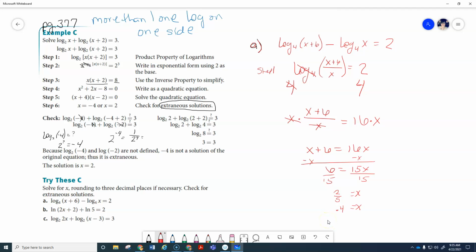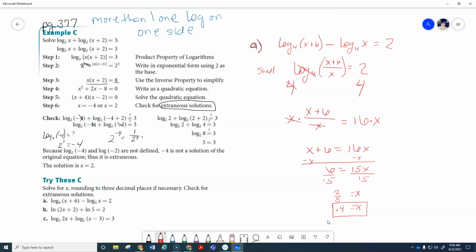We do need to check to make sure that it's not extraneous. If you plug 0.4 right there, you maintain a positive number. You plug in 0.4 right there, it's a positive number, so you don't have to worry about it creating an undefined log or that being an extraneous solution. It works.